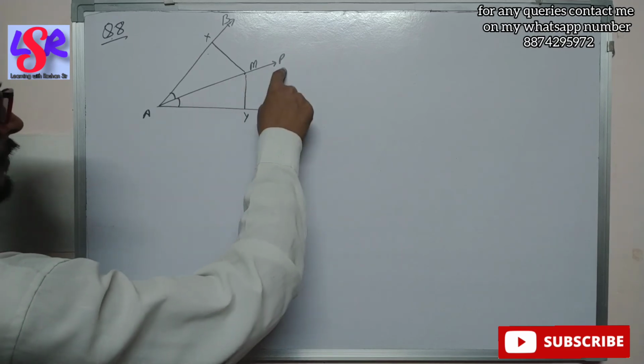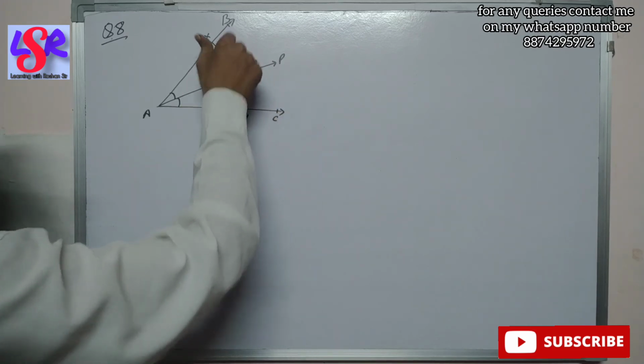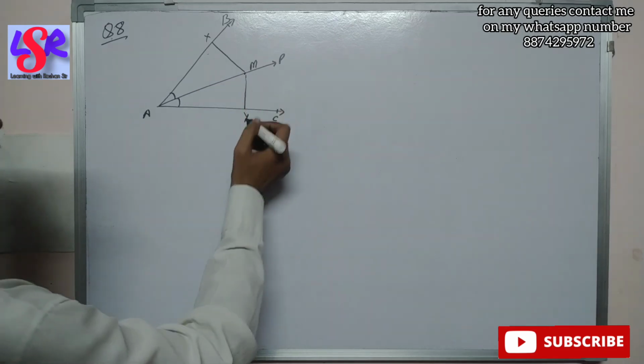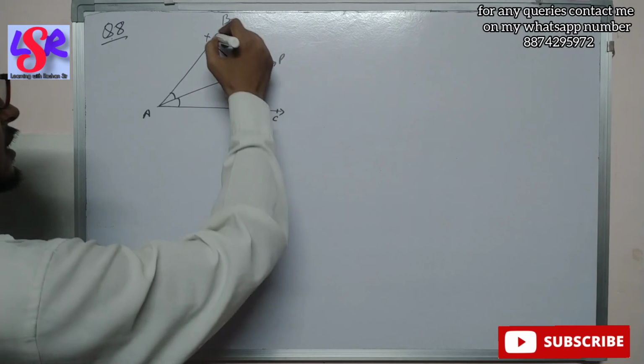Now here in question number 8 we have been given that angle BAC has been bisected by line AP and M is any point on this line AP. We have to prove that the perpendicular drop from this point, that is MY, is equal to MX.